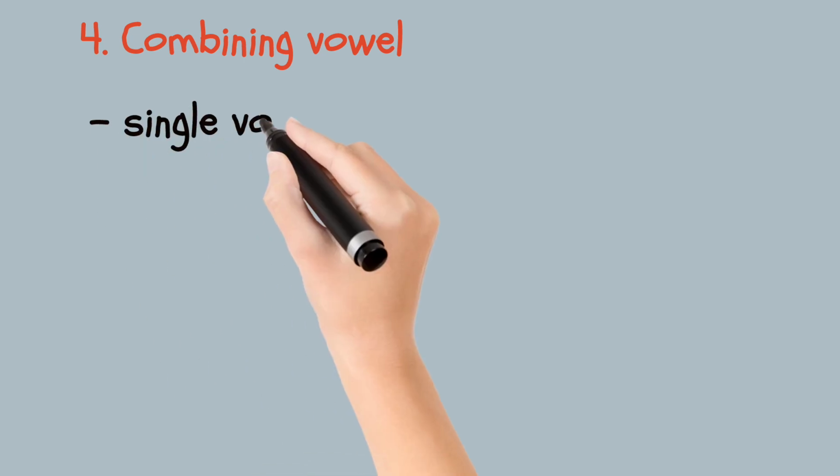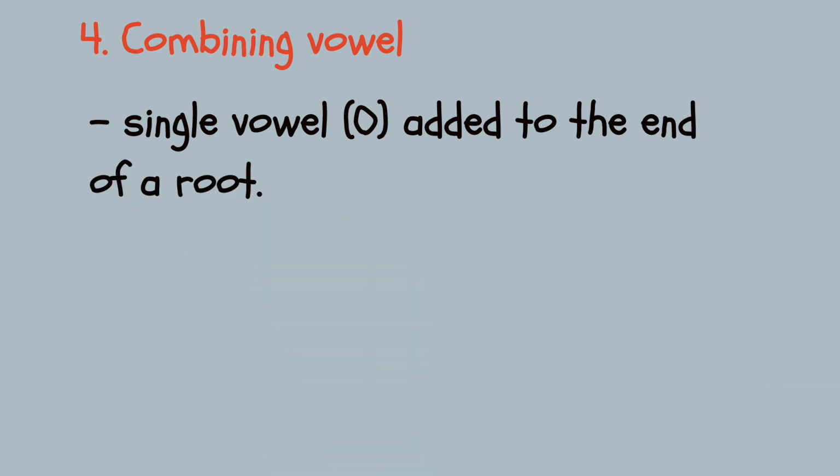Combining vowel is a single vowel, usually an O. We know our vowel sounds A, E, I, O, U. So combining vowel is a single vowel that is added to the end of a root word to make it easier to pronounce. O is the most commonly used combining vowel. However, I and E may also be used.